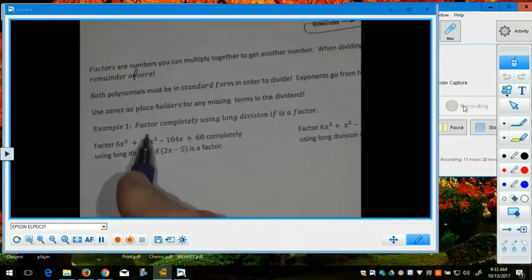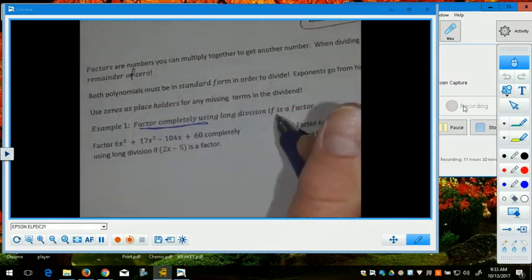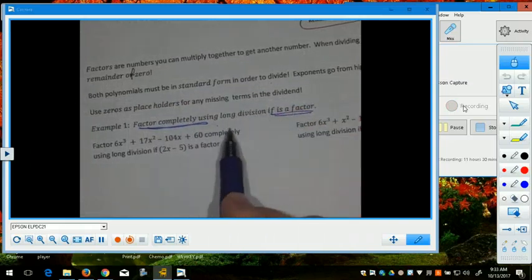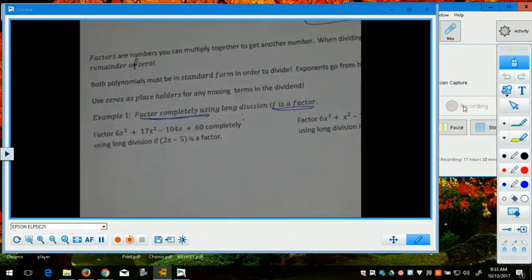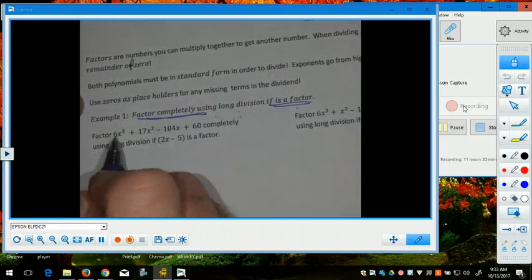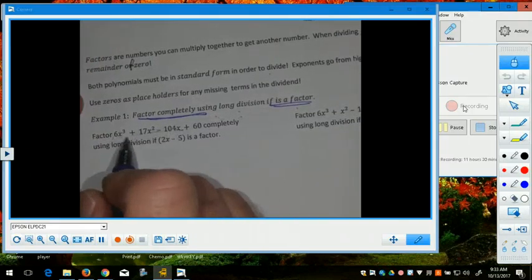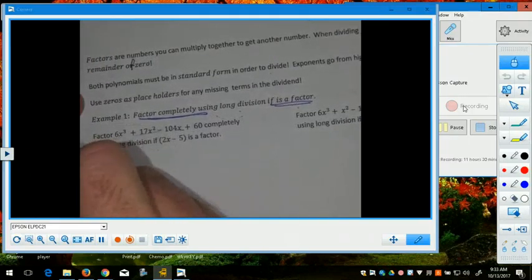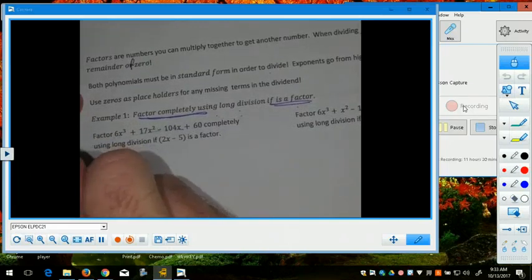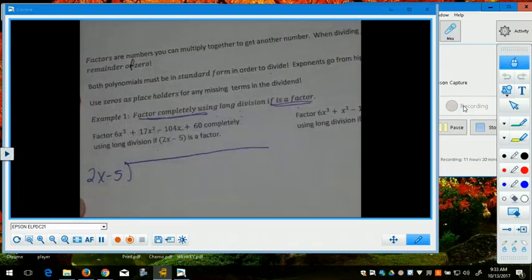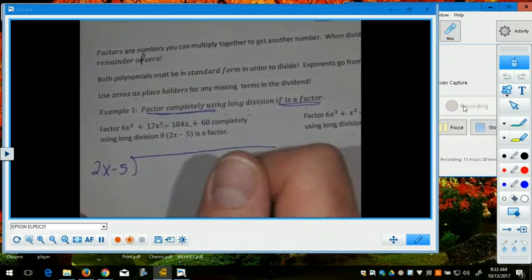So in our first example, we are asked to factor this completely using long division if it is a factor. So we're going to try to divide this, and then if anything's left that we can factor, we need to finish factoring it and write out the factors just as though we would be building a polynomial function. All right, so we have this, and they don't want us to factor it. They want us to use long division. So they're asking, is 2x minus 5 a factor first? And if it is, then factor the rest of it completely.